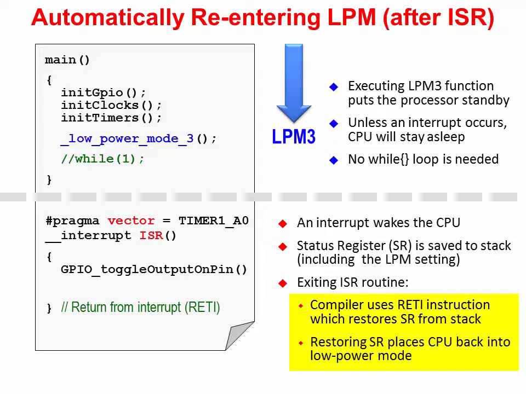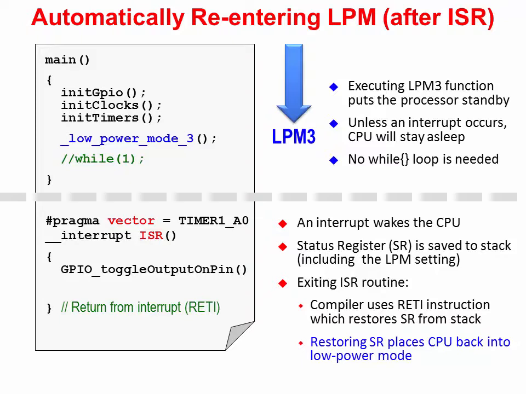At the end of the ISR, the compiler calls the return from interrupt assembly language instruction, and this not only restores the program counter, putting us back to whatever code we were running before the interrupt, but it also restores the status register. Wow, that means our device automatically goes right back into low power mode without us having to do anything. In fact, in this example, we don't even need a while loop. As written, once the CPU enters LPM 3, it will stay there except for when it's servicing an interrupt. That's cool, and it just goes to show what we said before. Low power is in our DNA.